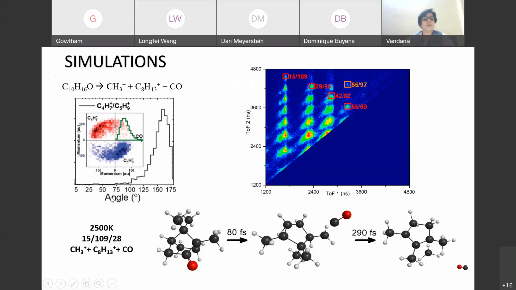Okay. So now looking at the first channel, where the first fragment is CS3 plus and the C8S13 plus ion. So this is the distribution, as I said. And here we did a simulation. We did molecular dynamic simulation, wherein we first optimized the geometry for the dication, and we looked into how it is actually fragmenting in time.